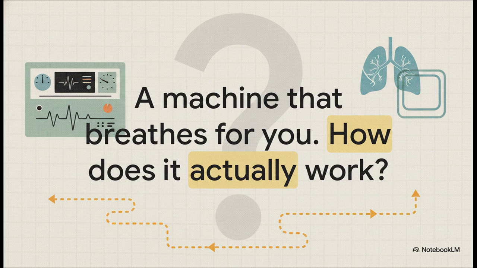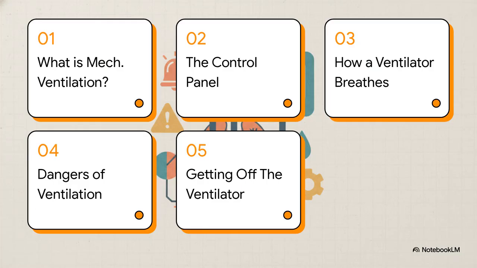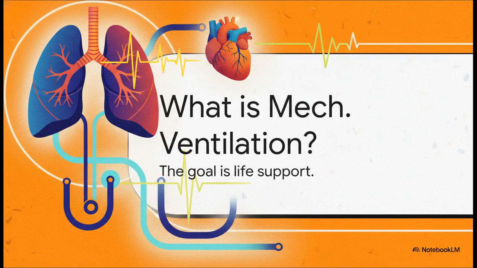Well, we've got a clear roadmap to break it all down. First, we'll cover the big picture. What is mechanical ventilation, really? Then we'll get our hands dirty with the control panel. After that, we'll look at the actual rhythm of how a ventilator breathes. Of course, we have to talk about the dangers, and we'll finish up with the most important part, how you get a patient off the ventilator and breathing on their own again. Okay, let's jump right in.